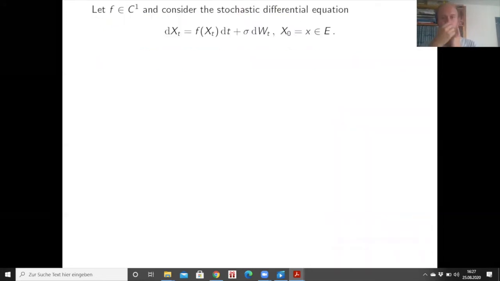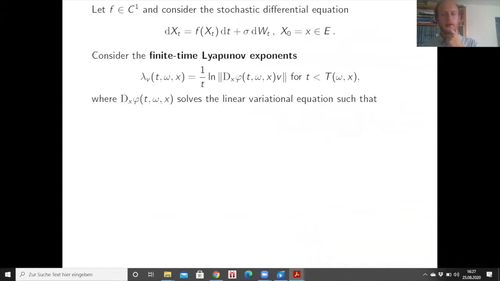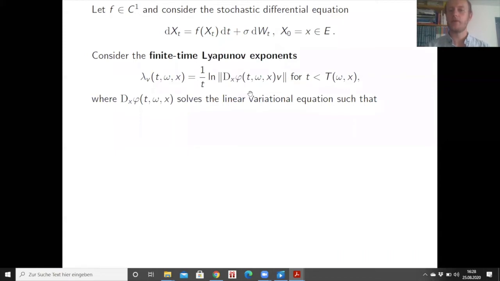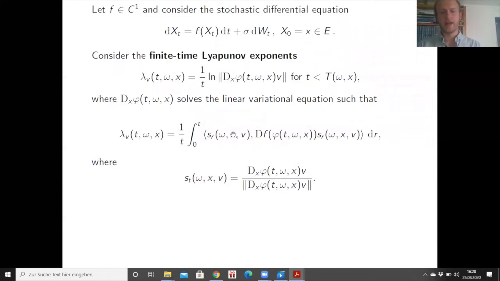And what we do is we observe that if we have such an additive noise stochastic differential equation, as we saw it before with this example, and our drift is differentiable, then first maybe we just look at the finite time Lyapunov exponents. So we look at these rates of contraction and expansion up to a certain time, which is always smaller than our killing time at the boundary, for a given starting point and a given noise realization. And again, this dx solves our linear variational equation coming from the problem. And actually, we get this kind of formula.